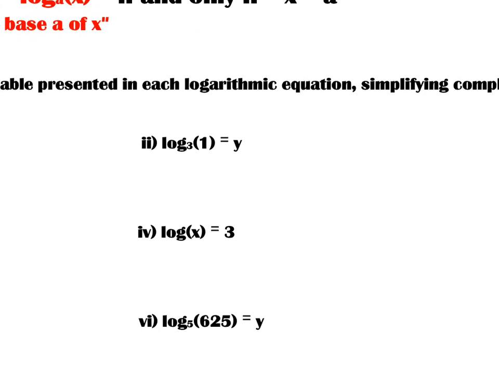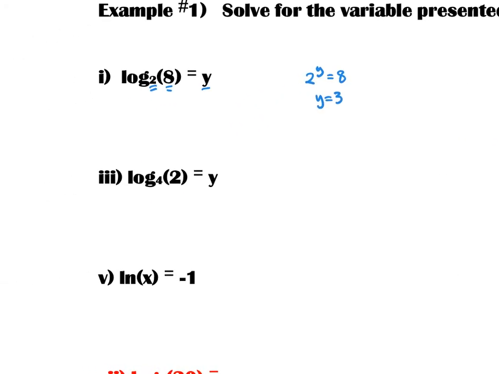Okay, in the same way, let's use exponential form. So my base is 3, my exponent is y, my answer is 1. Any number to the power of 0 gives us 1, except for 0 to the 0, but that's for a different day. So y would have to equal 0. So log base 3 of 1 equals 0 because 3 to the 0 equals 1. So logarithms can be solved by using exponents or exponential functions. All right, let's look at number 3.